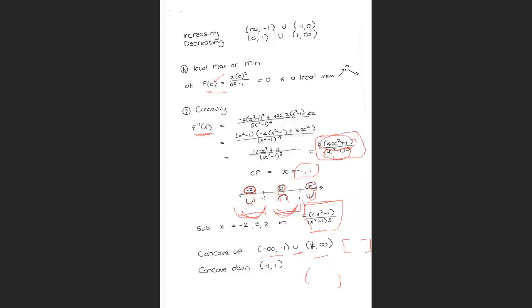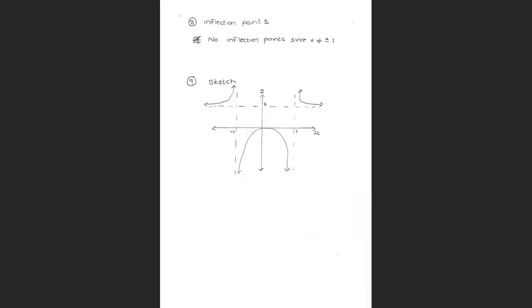Therefore, what's the conclusion? The conclusion is that although there is a change in concavity on both sides of 1 and minus 1, there's actually no inflection point. All right, there are no inflection points. So please don't get confused. There are no inflection points.